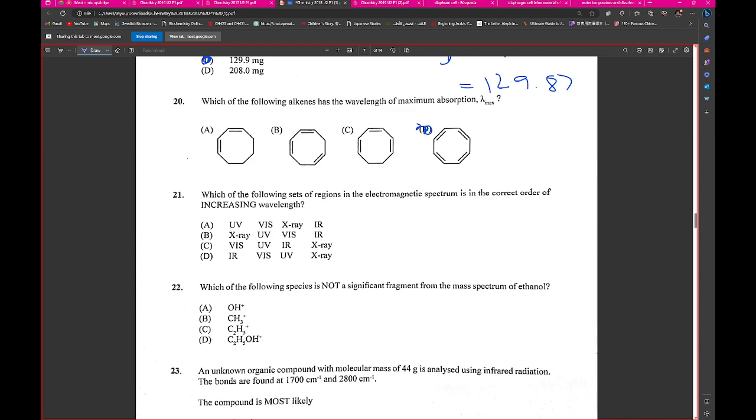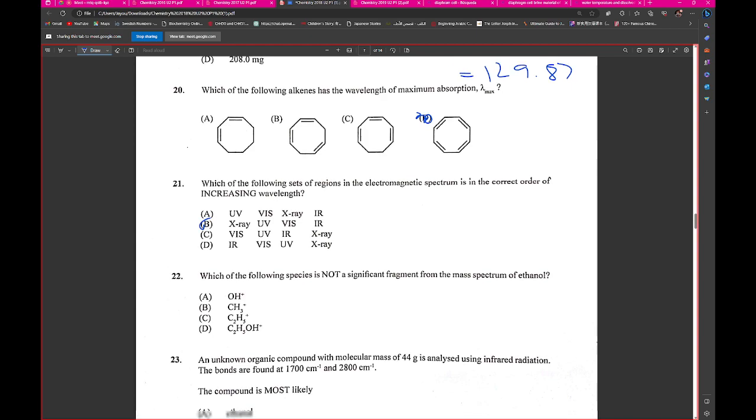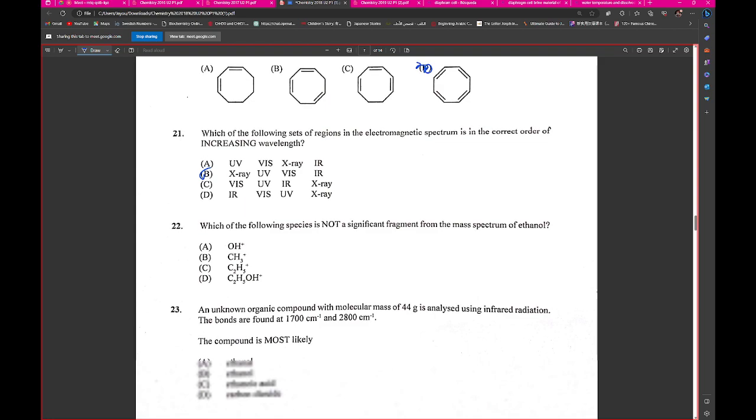Which are the following sets of regions? Alright, so we looked at this, right? So it should be B. Which of the following species is not a significant fragment of the mass spectrum of ethanol? The molecular ion, right? I don't think the molecular ion specifically is significant. Wait, is it significant? I wanna know which one of these is significant and which is not. Let's answer the question.